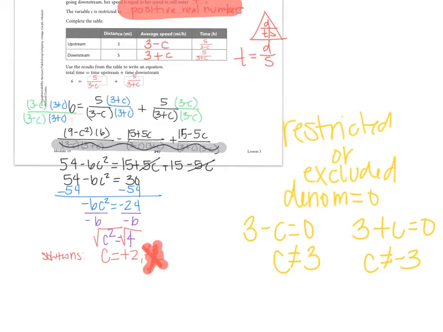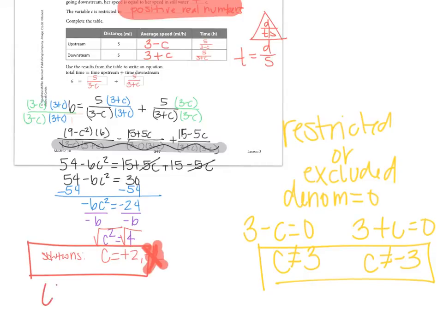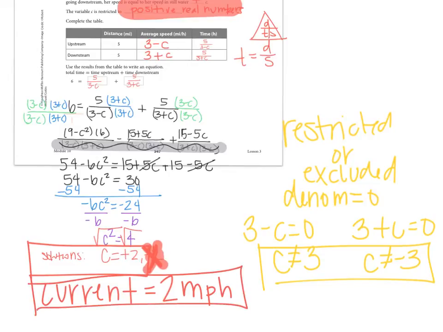So my solution right now is positive 2. The things that it cannot be are 3 or negative 3. Well, thankfully, these don't conflict, so c is 2 is my answer. That tells me that the current for this particular stream is flowing at 2 miles per hour. So that is my final answer.